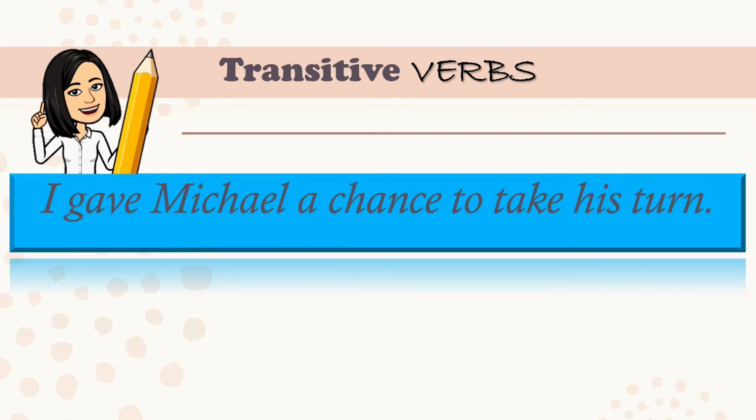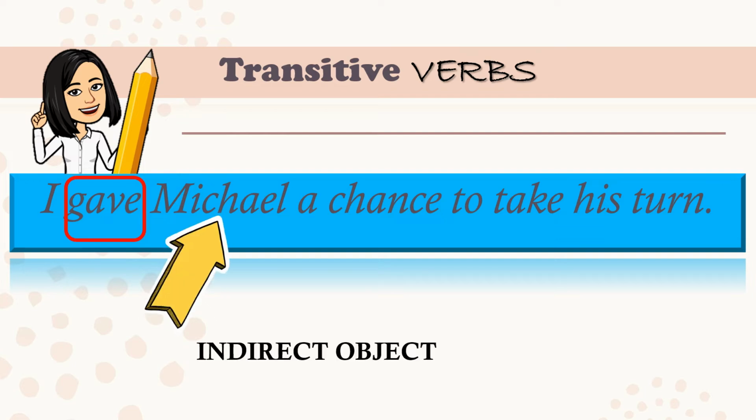Another sentence, I gave Michael a chance to take his turn. Gave is the transitive verb, but what did I give to Michael? A chance. A chance is the direct object, but for whom is the chance I gave? For Michael. Thus, Michael is the indirect object.